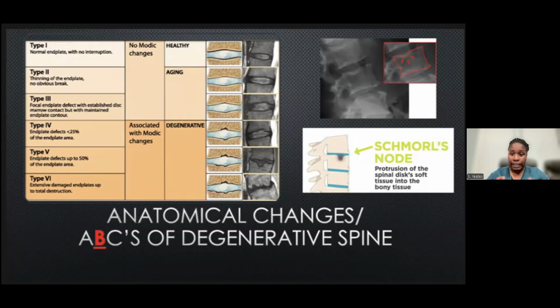End plate fractures lead to a sudden depressurization of the nucleus pulposus, that middle part of the disc, and the migration of the nucleus pulposus material into the vertebral body itself.